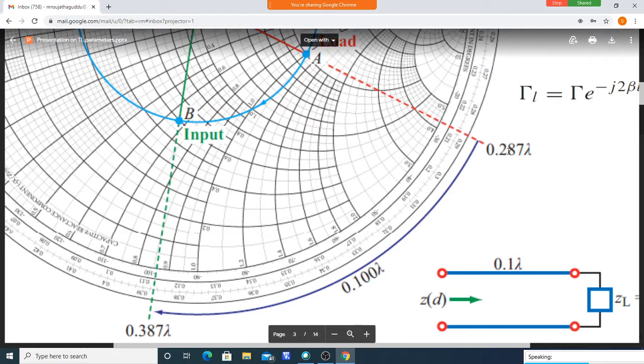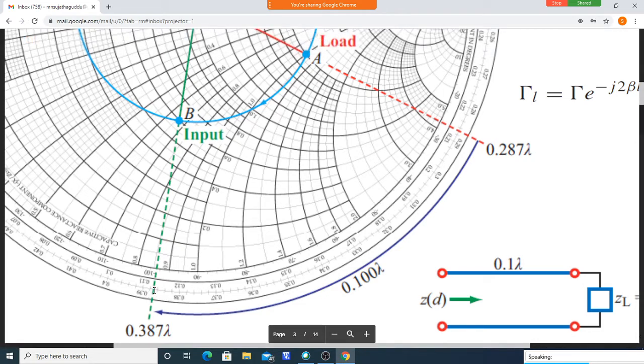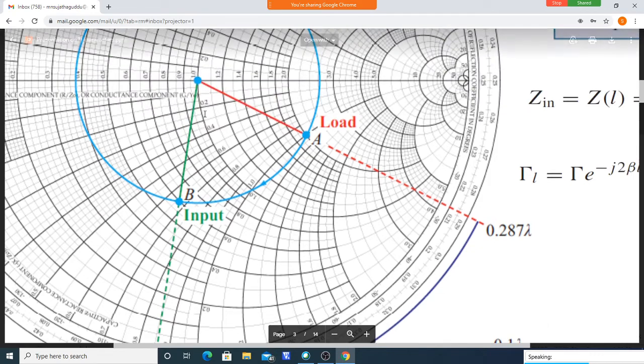So to this value you add a 0.1, that means 0.387 lambda. So you mark that point 0.387. This is this point, 0.387, this point. This is 0.39. 0.387 is this point. You mark this point. From here, let's see, 0.387. From here, you draw a line to the center of the Smith chart.